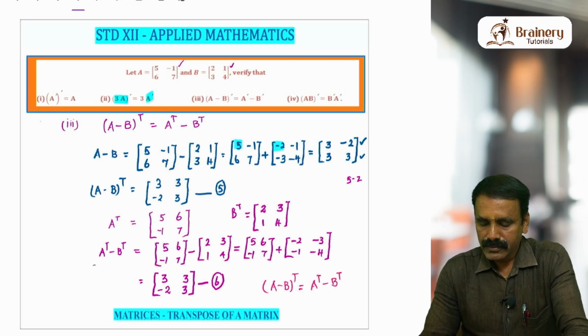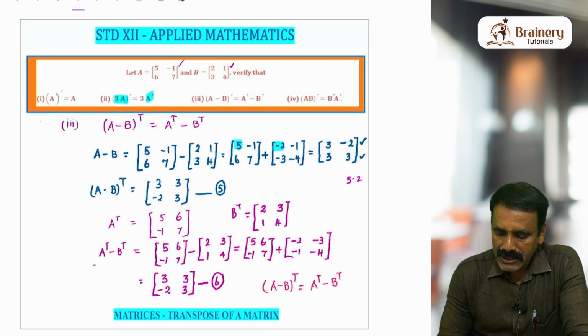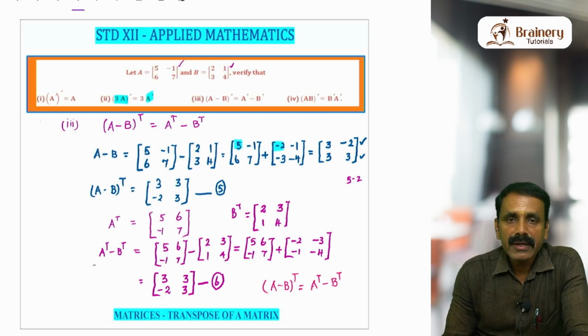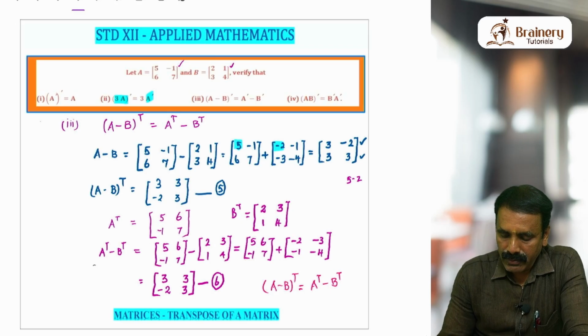Okay. So, how did we prove this one? First we are finding out A minus B. After finding A minus B, we are transposing that A minus B matrix. We take this as the fifth equation. Then for the RHS, we take A transpose first, then B transpose, then we subtract B transpose from A transpose, that is A transpose minus B transpose, and we prove that both are equal.